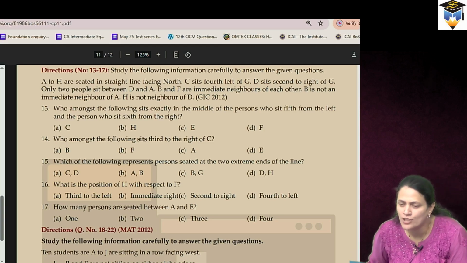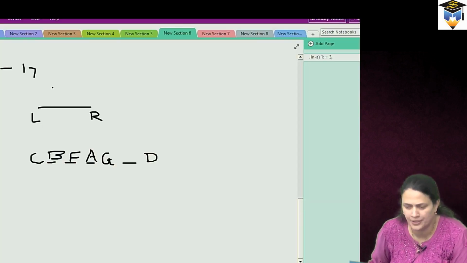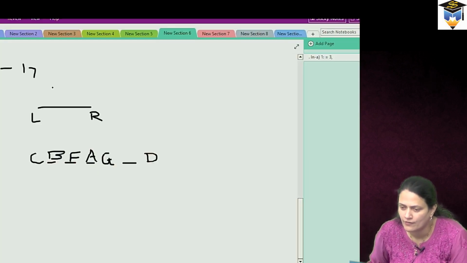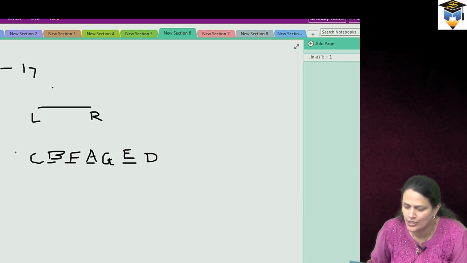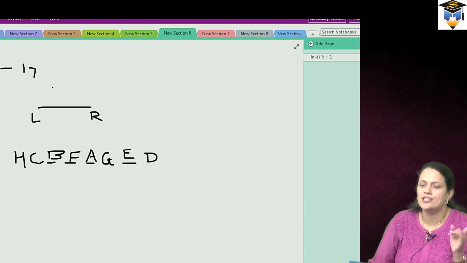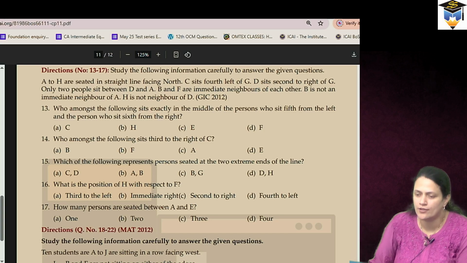Then B is not the immediate neighbor of A, correct? H is not the neighbor of D. So now E is remaining over here, and H will be here. So this is our order: H, C, B, F, A, G, E and D. So let us answer the questions now.